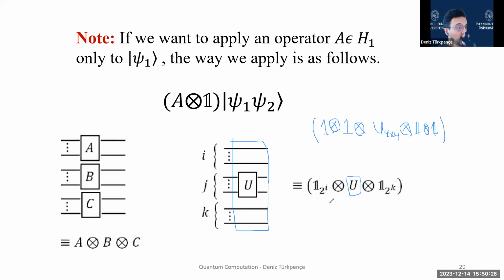Because I apply these quantum circuits block by block, this is the block that represents A, B, C, and this is the block that represents only U. So this is the way I calculate the dimensions.